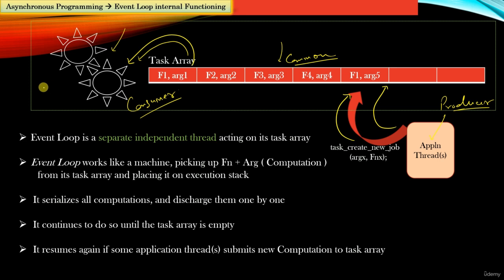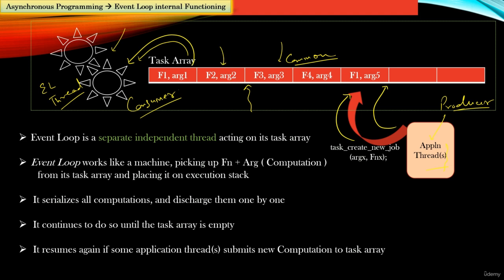Your event loop thread is separate from your application threads. And it is for this reason, because different threads are acting on this data structure at the same time, that we need to protect the enqueue and dequeue operations on this task array using a mutex.